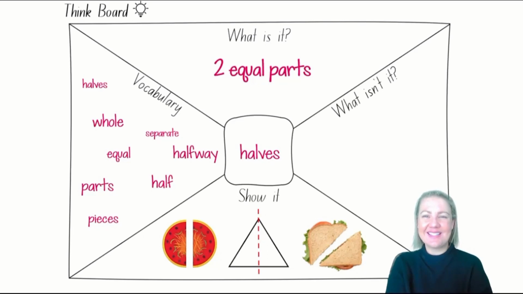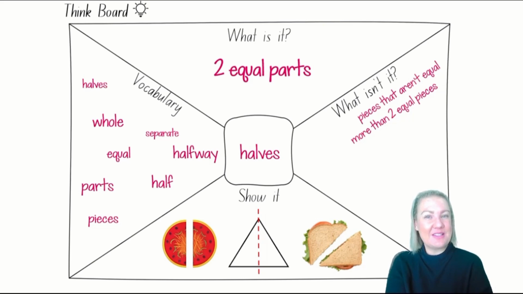What isn't it? How will I know when it's not halves? Well, it's not halves when there are more than 2 equal pieces. So if an object has been cut into more than 2 pieces, we're no longer talking about halves. We might learn about that another time. But halves are not more than 2 equal pieces.